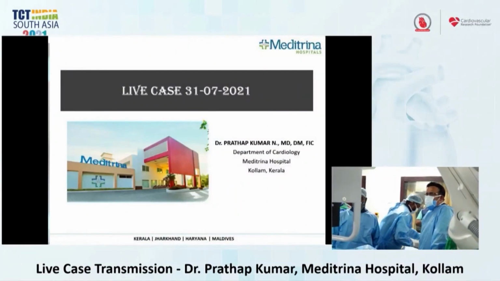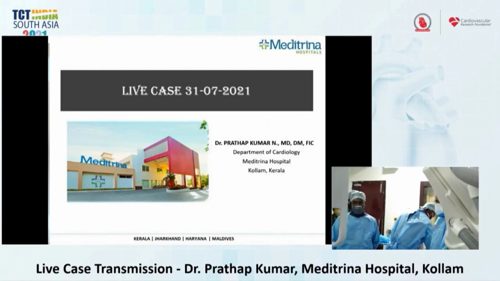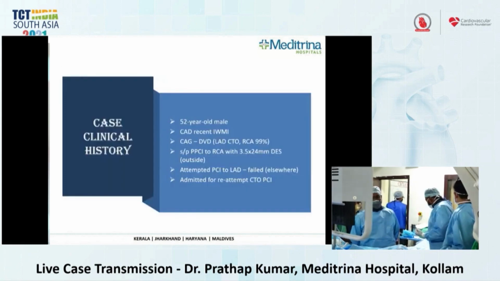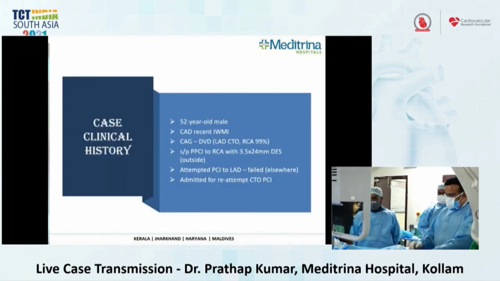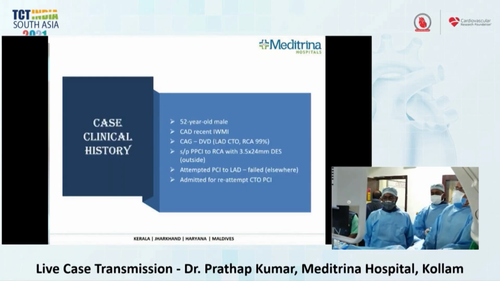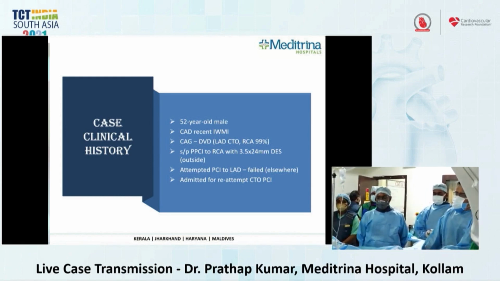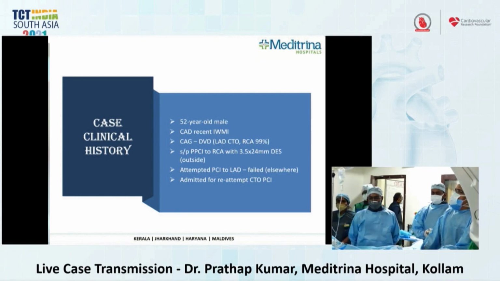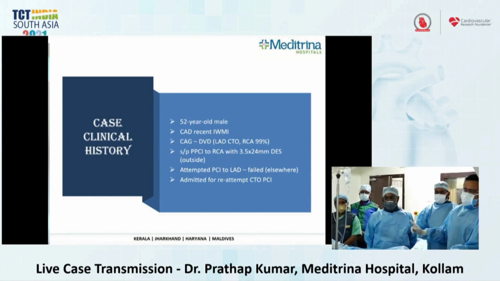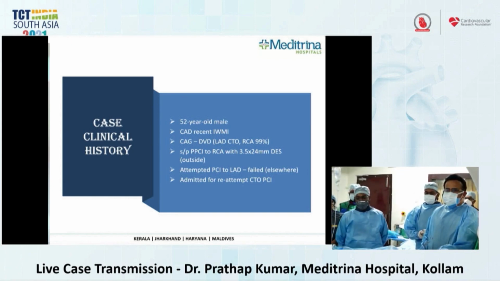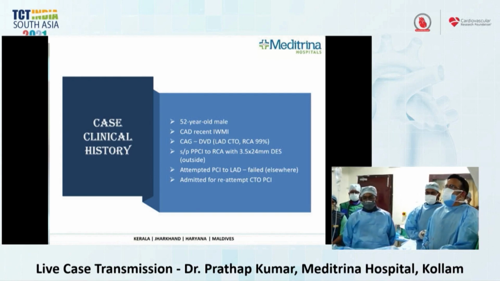Good evening to all. Our patient is a 52-year-old male who had a recent inferior MI. He underwent an angiogram elsewhere, which showed a LAD CTO and an RCA 99% lesion, and subsequently underwent a primary PCI to the RCA with a 3.5 by 24 stent. They had attempted PCI to the LAD in that same sitting, but it failed. So now the patient is being admitted for a reattempt CTO PCI.